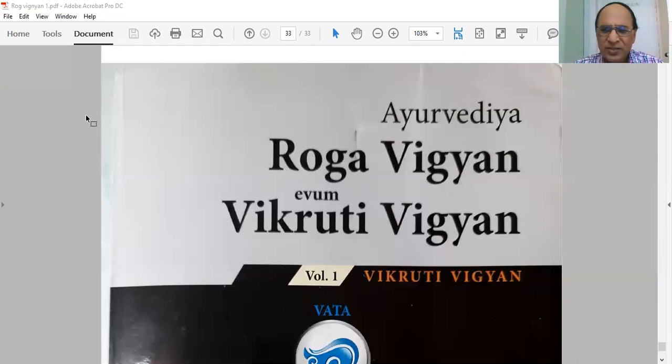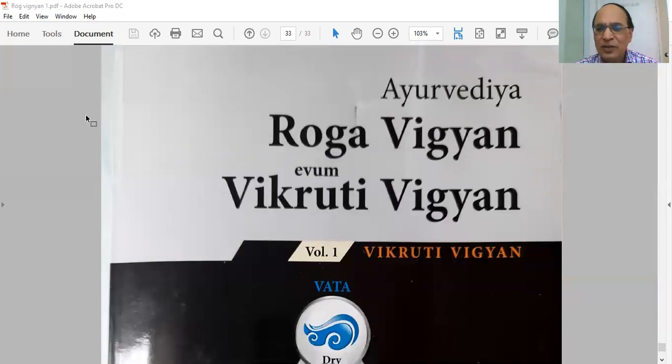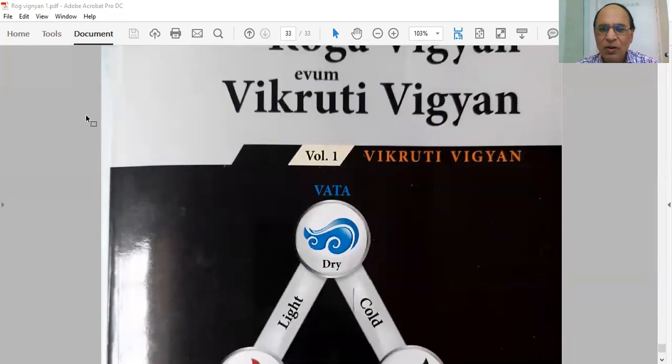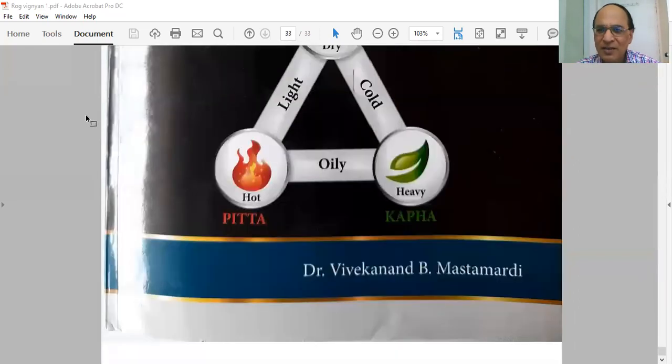No other book is necessary to purchase for Rognidan subject of UG and PG, BAMS and MD. Only this book, if you go on reading many times, your knowledge will be such a strong knowledge that you can be successful in the exam as well as in your practice. So Ayurvediya Roga Vigyan Vikriti Vigyan is a must-buy type of book from Dr. Vivekanand and Chaukhamba Vishwa publication.